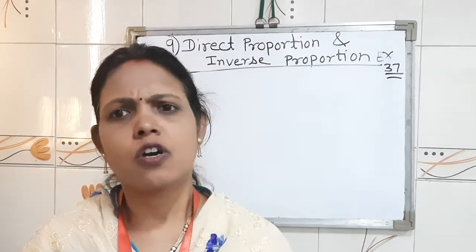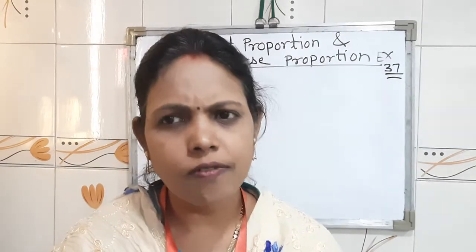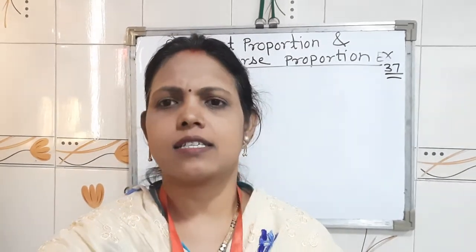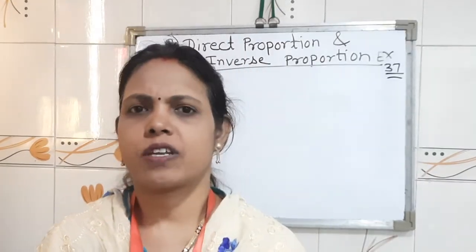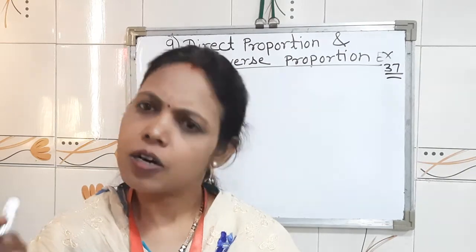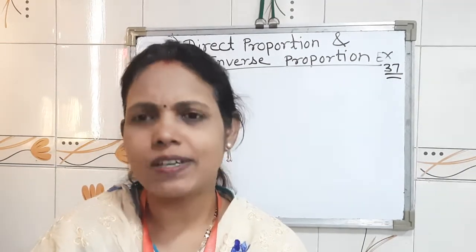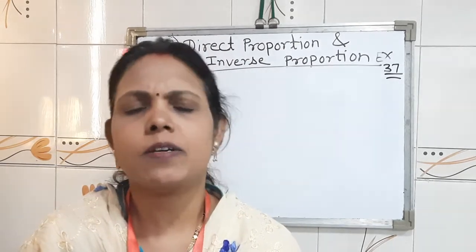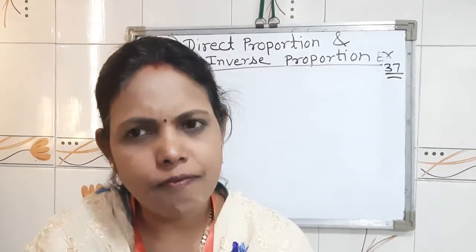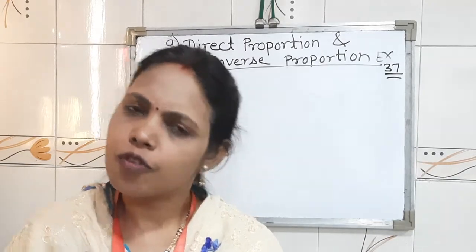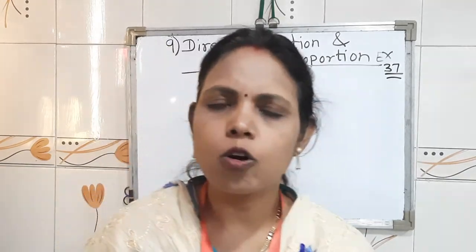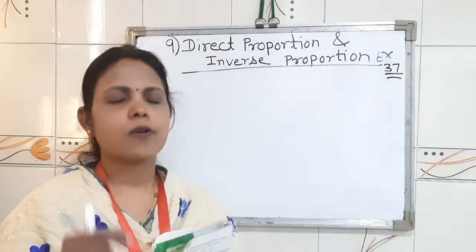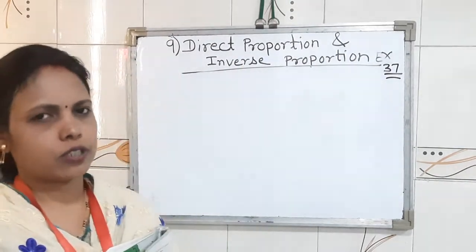So children, whenever the speed increases to cover a particular distance, the time required is short. The distance is the same, but if speed increases, then we need a shorter time. If speed is slow, then of course our time will increase. From all these examples, I hope you understood direct proportion and inverse proportion.